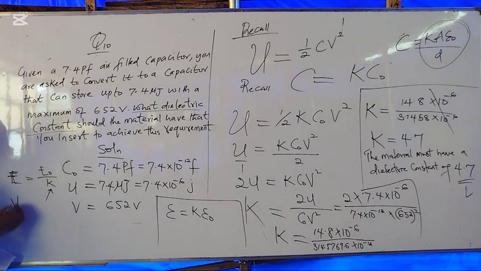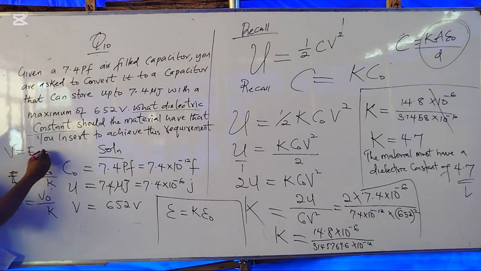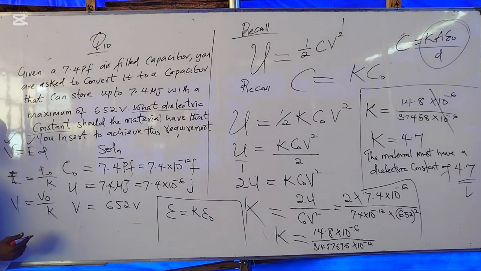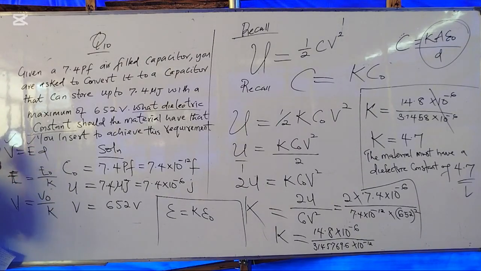Likewise, your voltage. What's your voltage? Equals to V naught over what? Over K. Because your V equals to what? ED. Like I said before, whatsoever happens to your voltage also happens to your E. If your value of K will affect V, it means it also affects what?